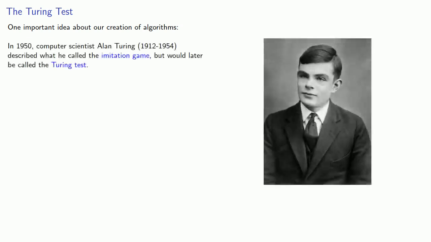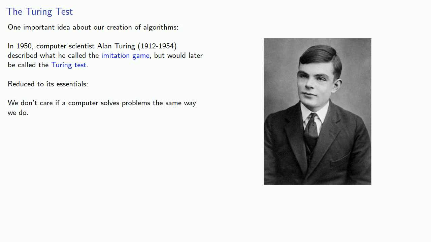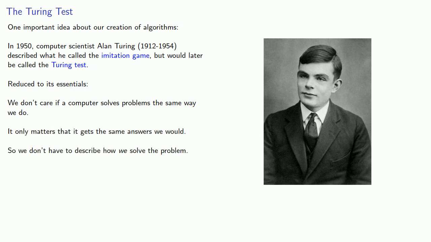Now, before we go on, one important idea about our creation of algorithms. In 1950, computer scientist Alan Turing described what he called the imitation game, but would later be called the Turing test. Reduced to its essentials, we don't care if a computer solves problems the same way we do. It only matters that it gets the same answers we would. So we don't have to describe how we would solve the problem. Rather, we can focus on whether the problem has been solved.